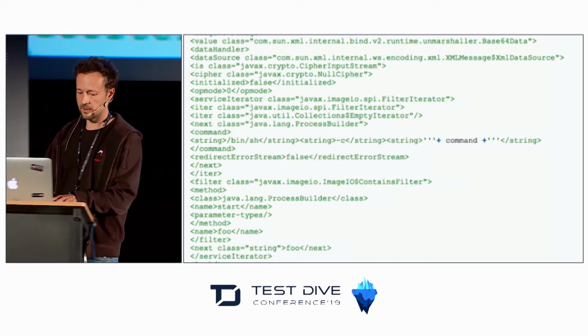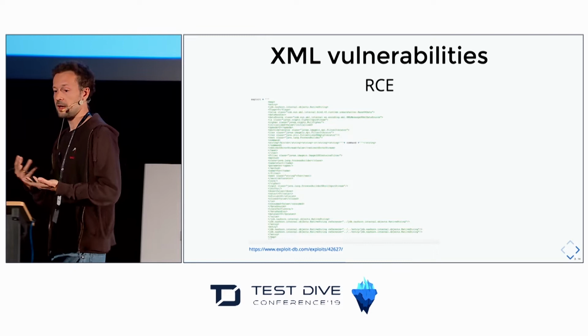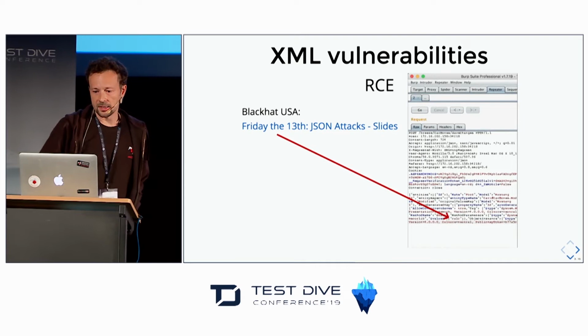Most developers, most programmers don't know about this stuff. They program an API, but they don't know that the framework automatically deserializes data, XMLs or JSONs. And the same thing can happen in JSON.